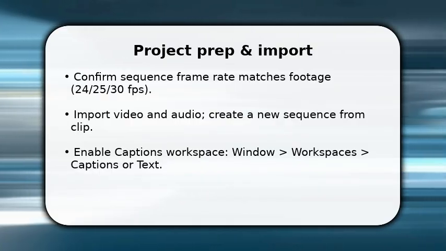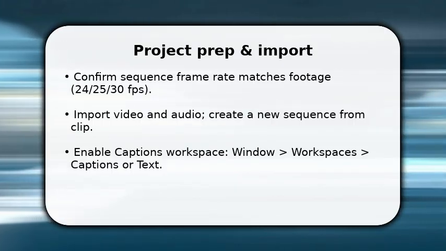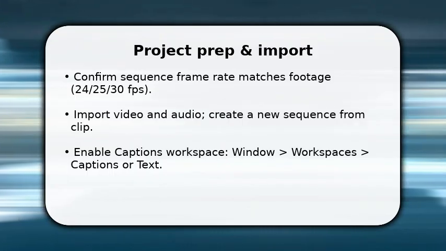Then create a new caption track via File, New, Captions. Choose the standard, e.g., Open Captions, and the correct time base. Once done, position the playhead to where the first subtitle should appear and you're ready to type.